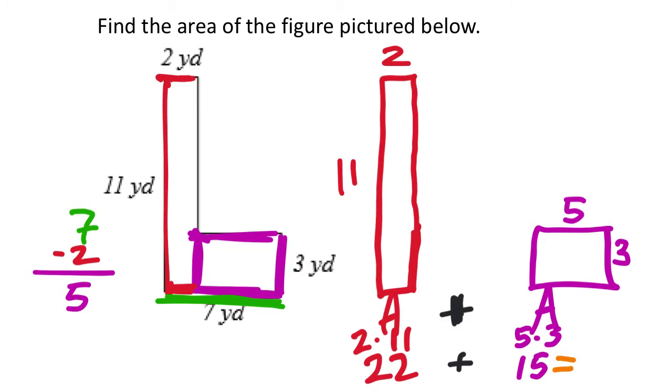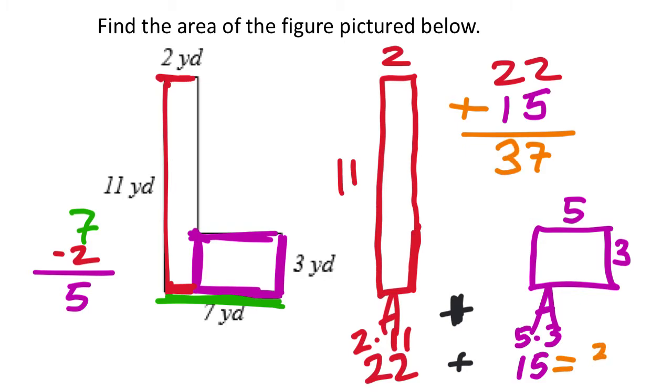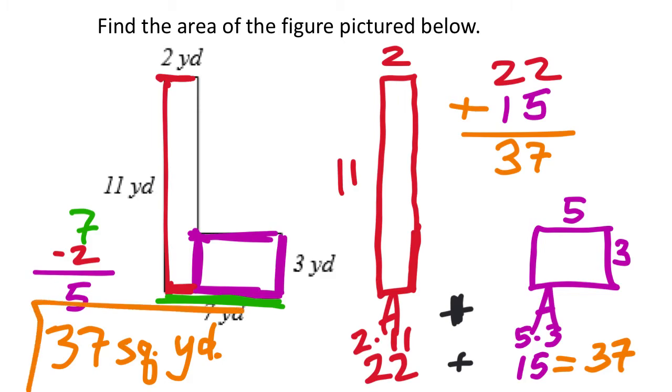I don't know. But let's add these two areas together, right? We got 22 and 15. Add them together. And this will tell us the area of the full shape. So 2 plus 5 is 7 in the ones place value. 2 plus 1 is 3. So it looks like our total final area here is 37. But it's not good enough to say 37 because we need a label for this one, right? This one is in area, which means it's square units, square yards specifically. 37 square yards. Bam, we did it.